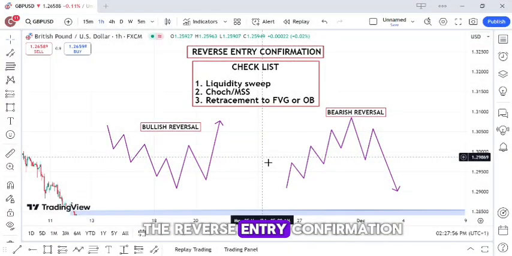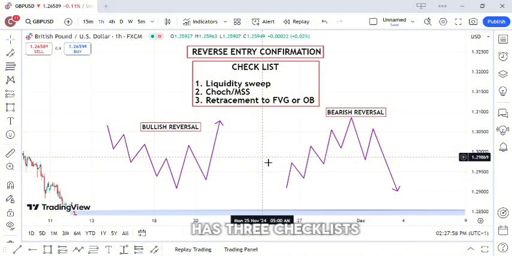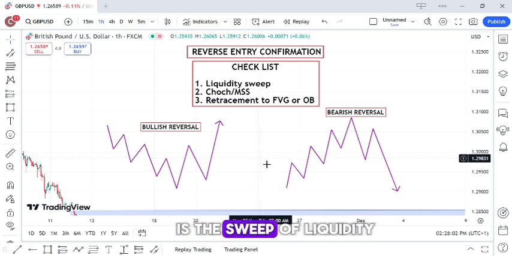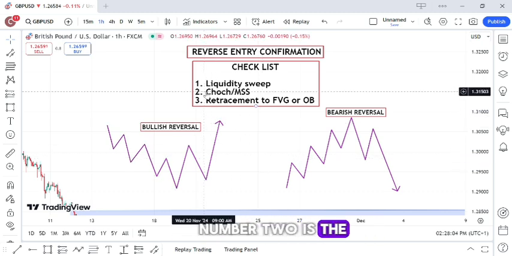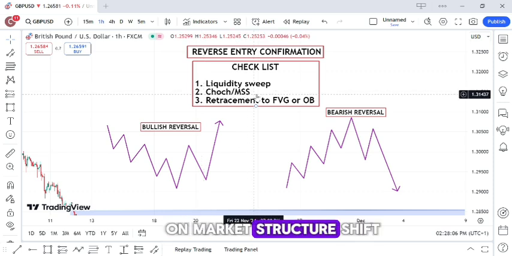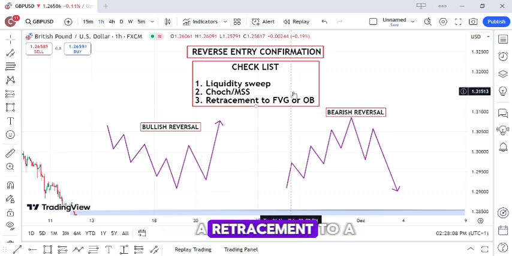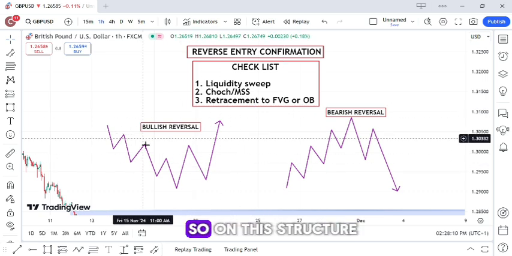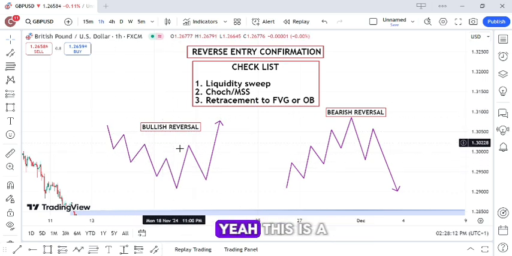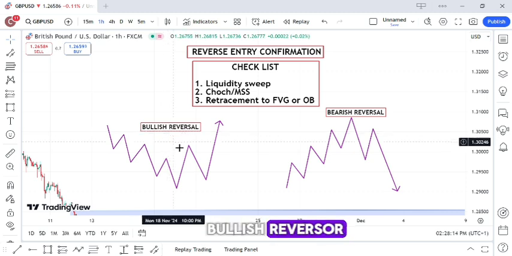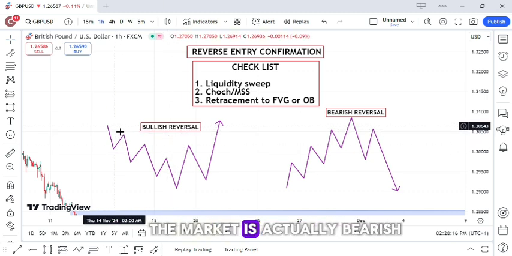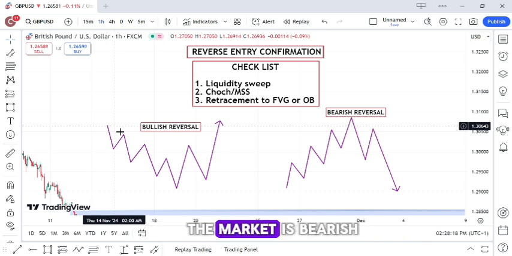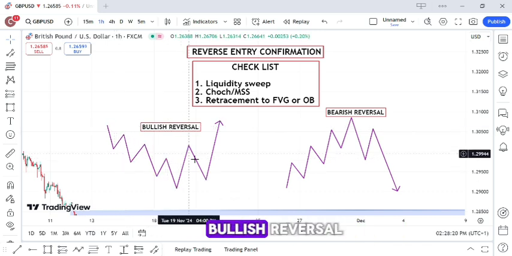The reverse entry confirmation has three checklists to consider. Number one is the sweep of liquidity, number two is the change of character or market structure shift, and number three is a retracement to a fair value gap. So on this market structure here, this is a bullish reversal. The market is actually bearish, and it created a bullish reversal.